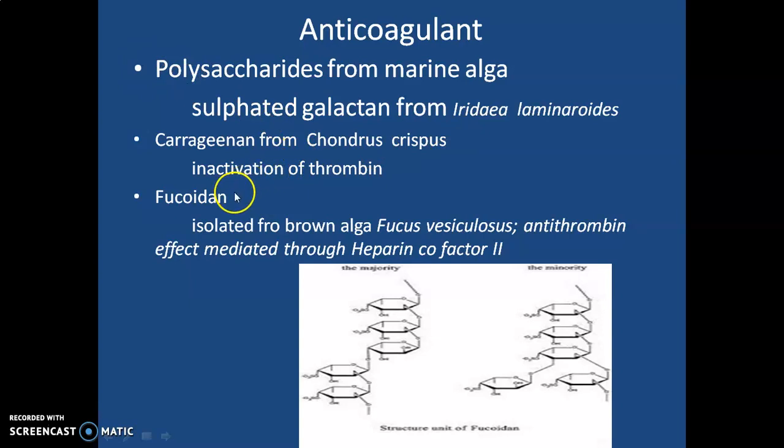The third molecule is fucoidan, which is isolated from the brown alga Fucus vesiculosus. It shows anticoagulant activity by an antithrombin effect, and that effect is mediated through heparin cofactor 2. Here you can see the complex structure of the fucoidan, a complex polysaccharide structure, which is actually a fucan derivative.